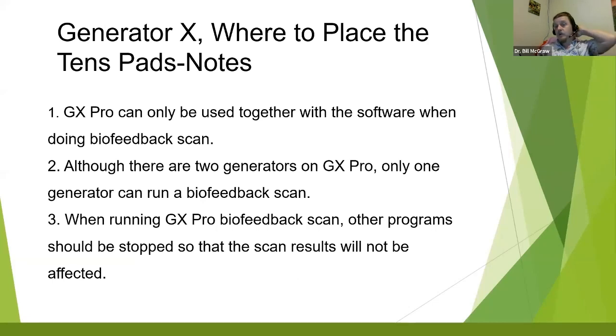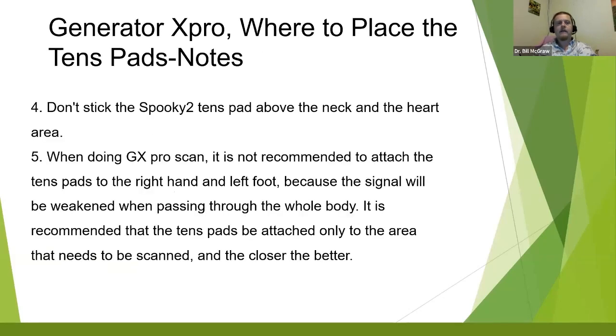And if you have a good computer like the one I'm using, which has a 32 gigabyte RAM and has 2.8 to 4.7 gigahertz, the ability to think, here we go, then we can run other programs. But generally, if you have a slower computer, it may get disrupted when running a scan. Okay. So generally the idea here is don't stick the Spooky2 pads above the neck or over the heart area.